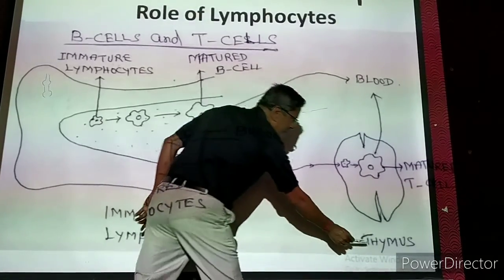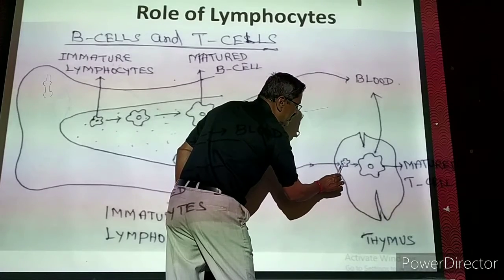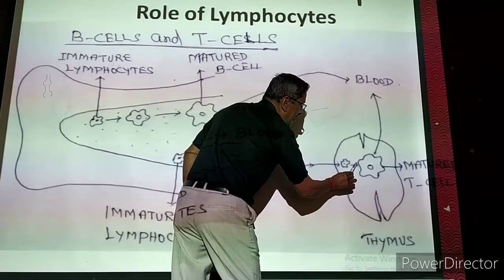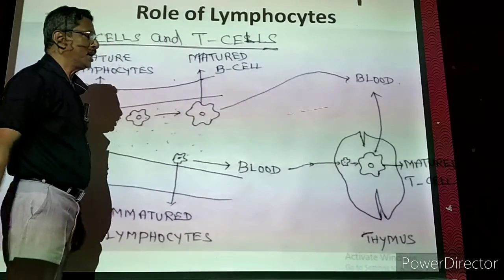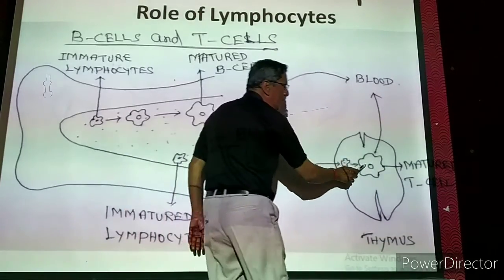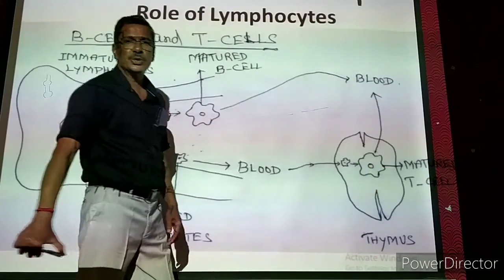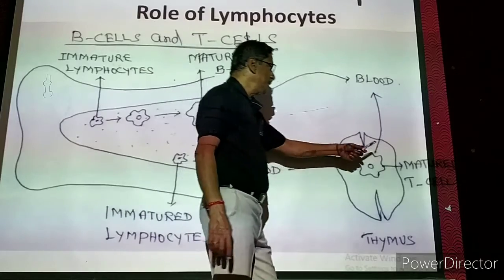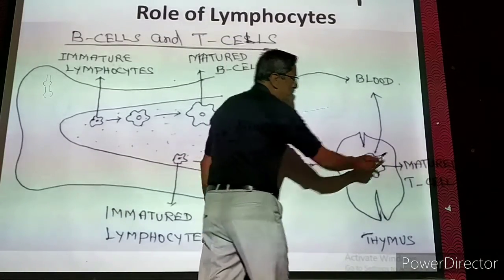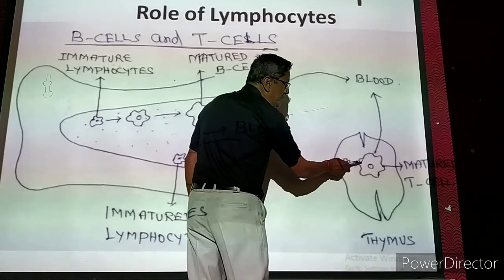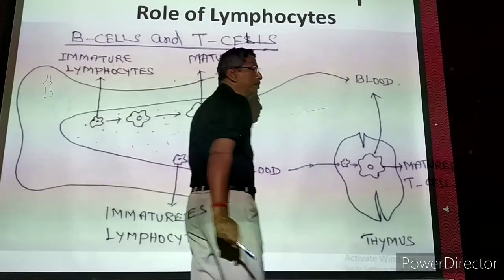Now the thymus gland, already we have studied the structure. Here the thymus gland has come. In the thymus gland, it grows little by little and attains maturity, full size, in the medulla. Now it is there in the medulla. Once it is matured, it is called a matured T cell. We call it a matured T cell because it is matured in the thymus. So we call it a matured T cell or matured T lymphocyte. Once it is matured, the thymus gland pushes the matured cell into the blood.